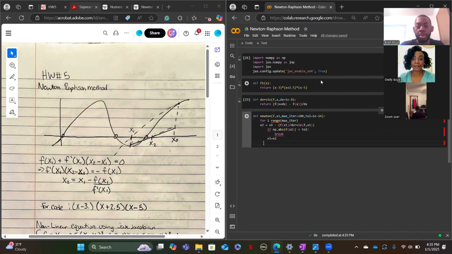So then we will return our loop. So we return our iterations, our x2, and then we also return our function, f of x2. And then this should be, let's save this, np dot array. There we go.